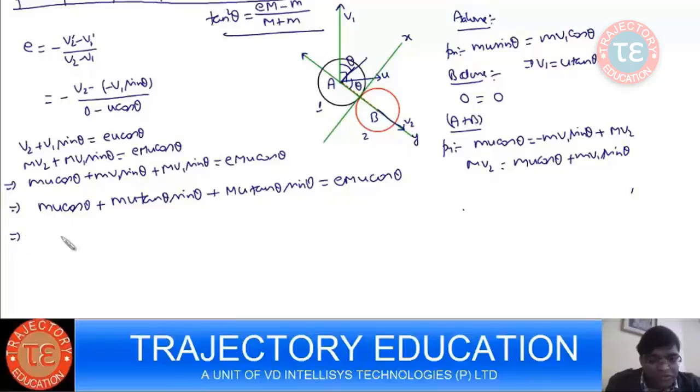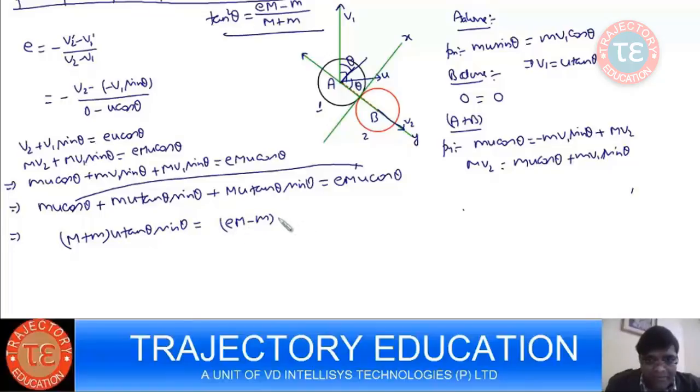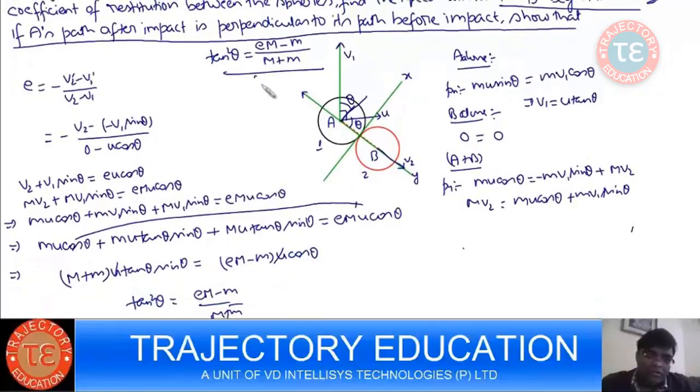Okay, so I'll take this on the side. So this becomes, what should I write? (M plus m), I will take this side. (M plus m) u tan theta sin theta is (e M minus m) u cos theta. U and u will cancel out. If I bring cos to this side, it becomes tan squared theta as (e M minus m) over (M plus m), and I think that is exactly what we had to prove. Yes, this was exactly what we had to prove.